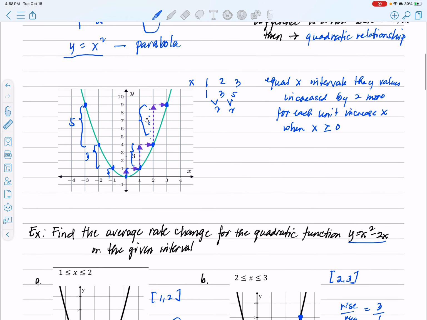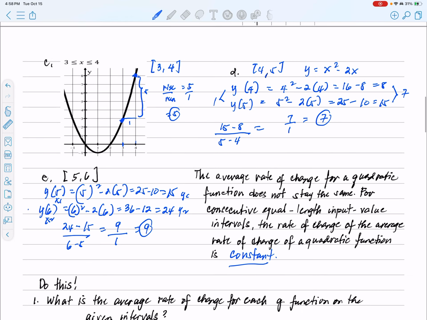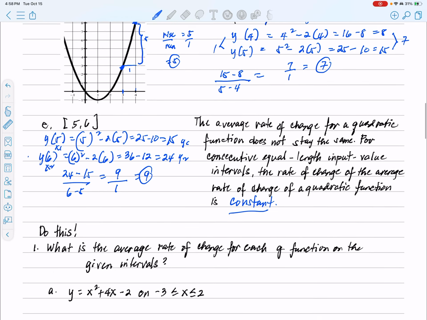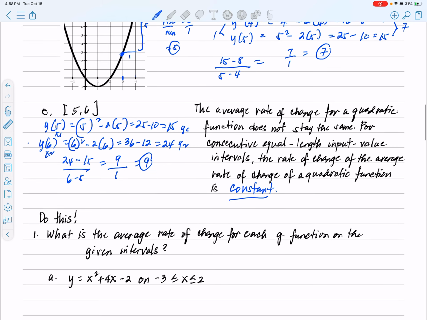Compared to the linear function, the rate of change of the average rate of change in the equal length interval is 0. But in quadratic, it is constant by getting the second rate of change. Okay? Second difference, I mean. All right. Let's do this.